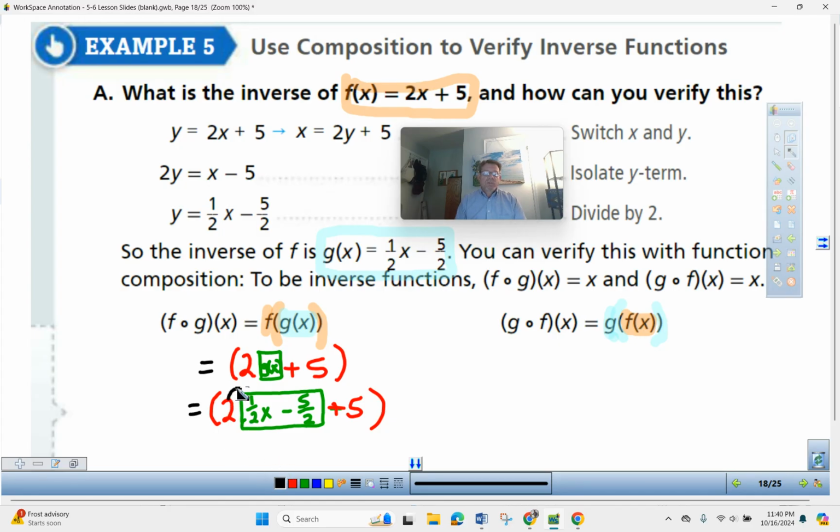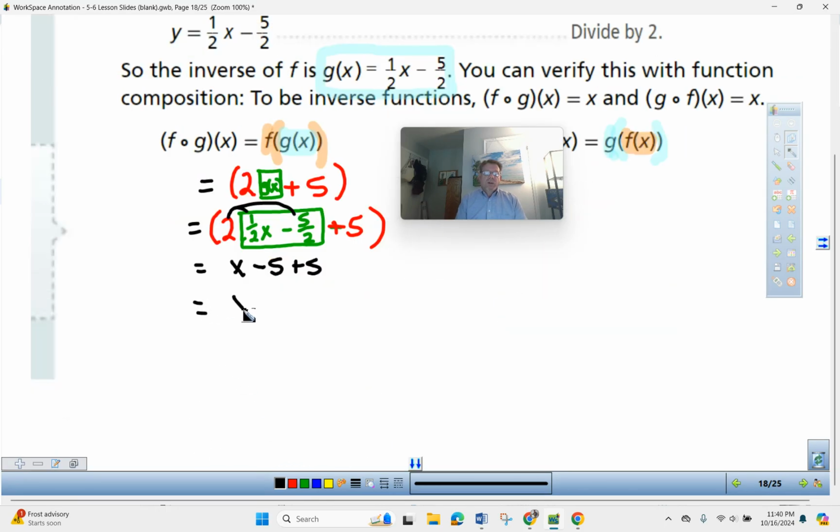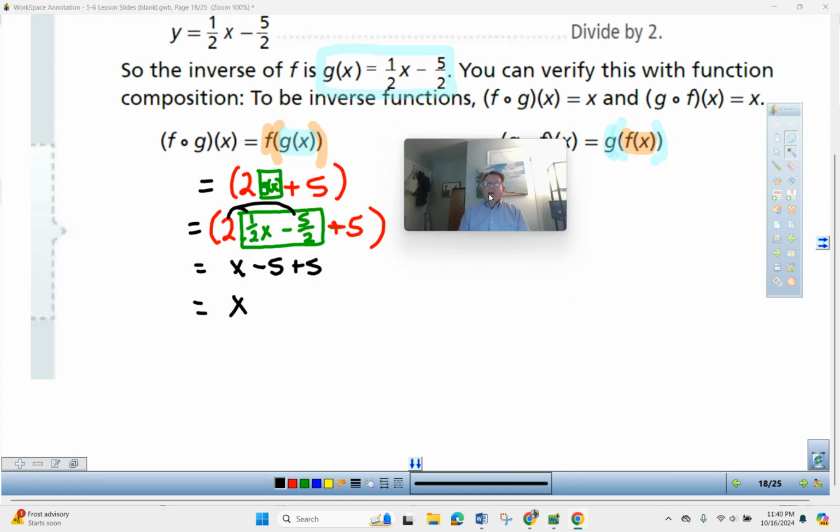So let's do the distributive property here. 2 halves make a whole, so that's just 1x, right? And then 2 times 5 over 2, again, the 2's cancel, and that gives you minus 5. And then plus 5 is left over. And so that gives us just plain old x. Is that a good thing? Well, we're going to find out.